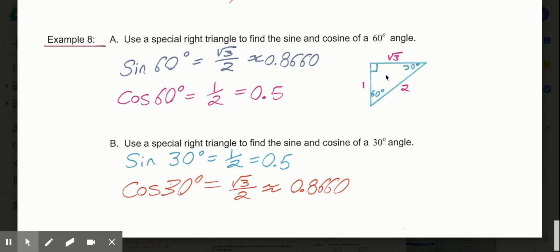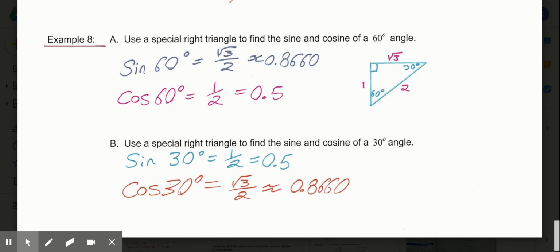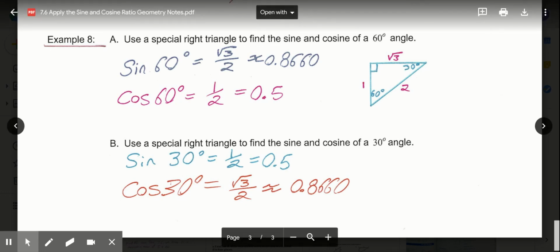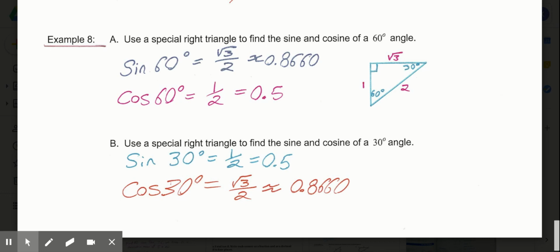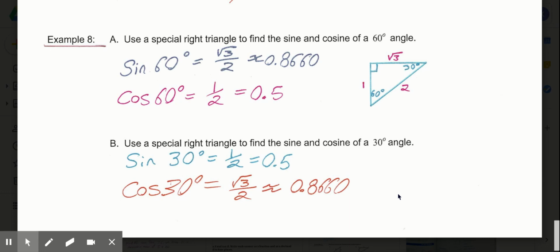And then to set up our ratio, it goes back to the special properties of a 30, 60, 90. If we know our shorter leg is simply 1, our longer leg is the square root of 3 times that, and our hypotenuse is 2 times the shorter leg. So in this case, if our shorter leg is 1, our longer leg is the square root of 3, and our hypotenuse is 2. So in all special right triangles that are 30, 60, 90, the sine of 60 degrees would be the square root of 3 over 2, and then the cosine of 60 degrees would be 1/2. And in part B, the sine of 30 degrees is 1/2, and the cosine of 30 degrees is the square root of 3 over 2.